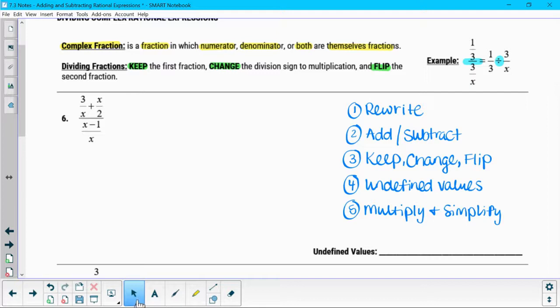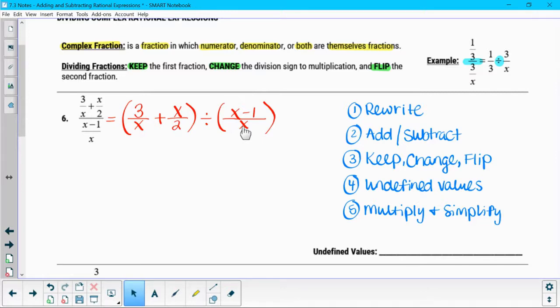Then we're going to do our keep, change, flip. We're going to figure out any undefined values, multiply, and simplify. So first thing I'm going to do for my problem number 6 is I'm going to rewrite. I'm going to rewrite this so that it looks like a form I am comfortable with. My numerator divided by the denominator. Going to make your life so much easier to think of it like this.